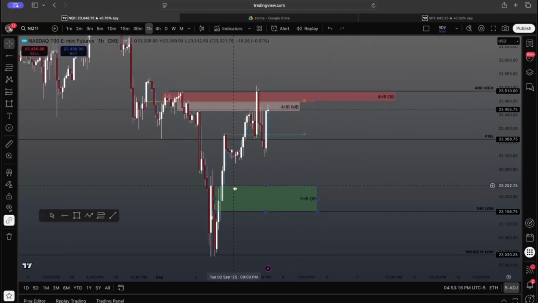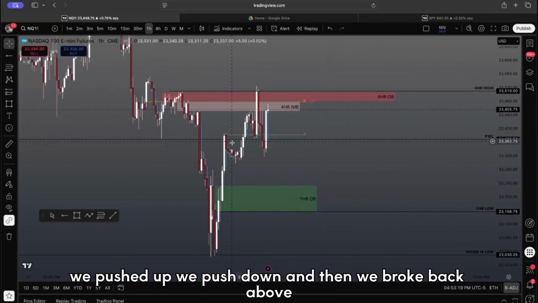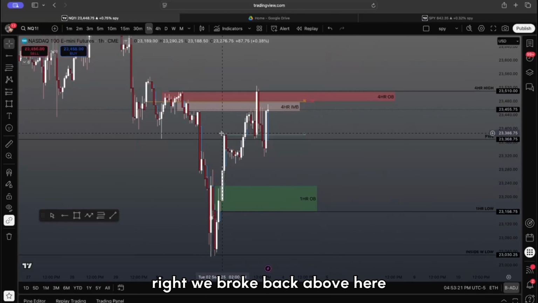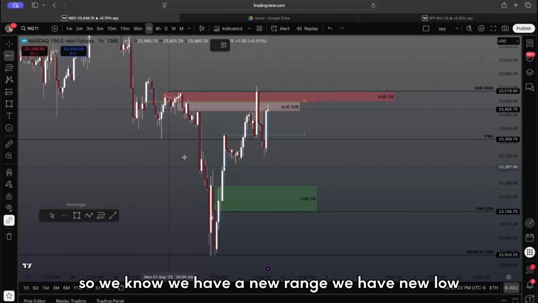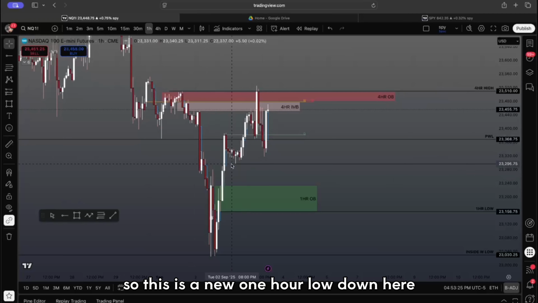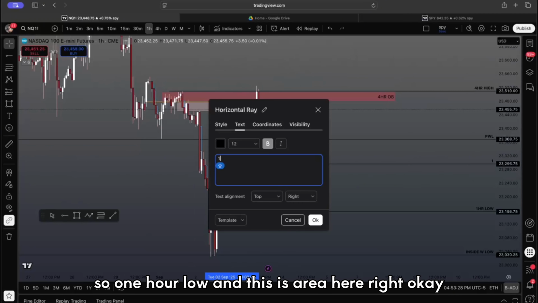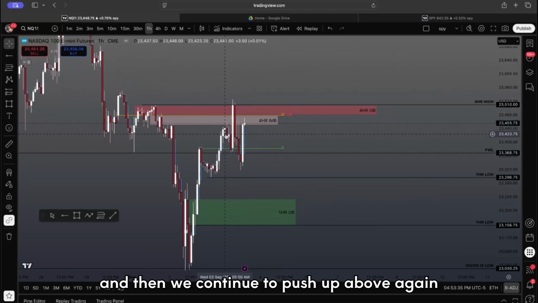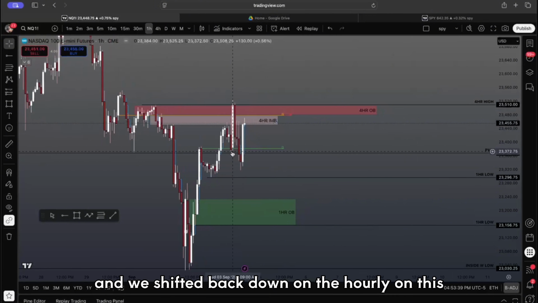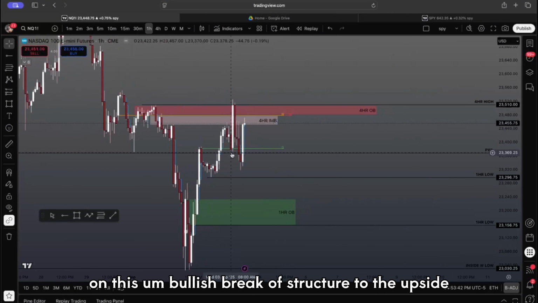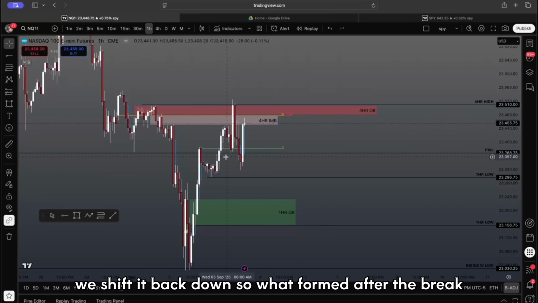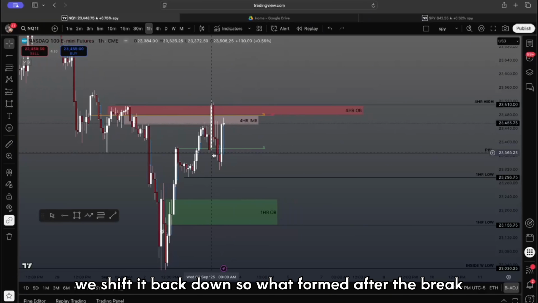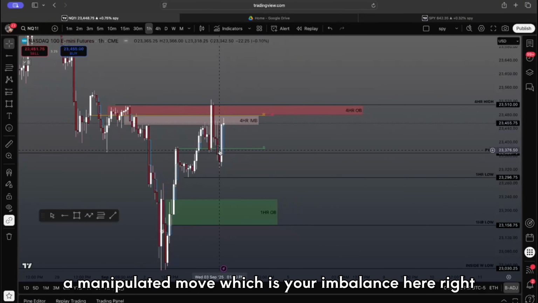Okay, let's follow it. Okay, we pushed up, we pushed down, and then we broke back above, right? We broke back above here. So we know we have a new range, we have new lows. So this is a new 1 hour low down here. So 1 hour low in this area here, right? Okay, and we pushed up and then pushed down, and then we continued to push up above again, and we shifted back down on the hourly on this bullish break of structure to the upside. We shifted back down. So what formed after the break? A manipulated move, which is your imbalance here, right?